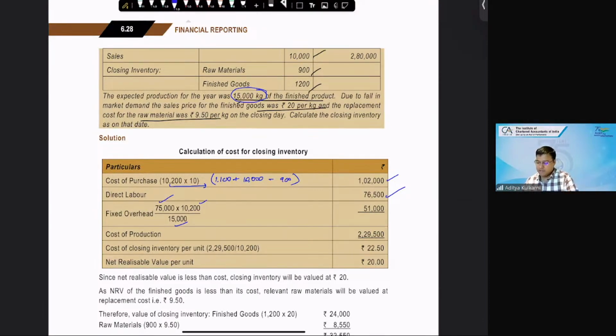So cost of production comes to 2,29,500. So 2,29,500 divided by 10,200. So this comes to 22.5 cost per unit. Expect the market demand for finished goods was 20 per kg. So net realizable value 20 per kg.